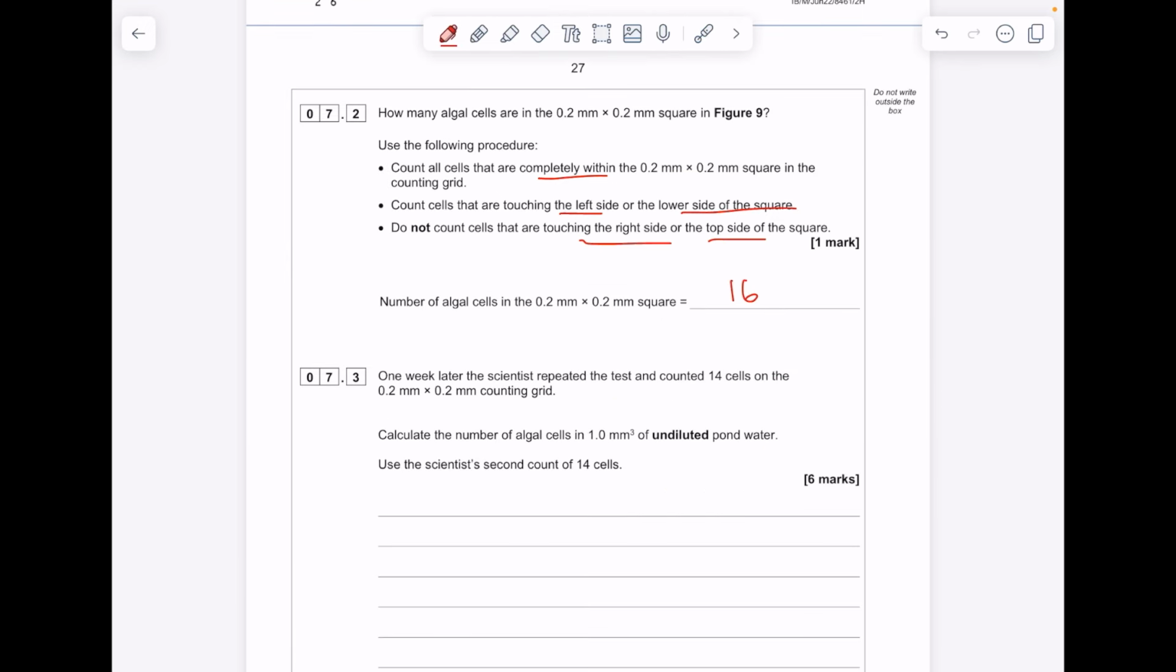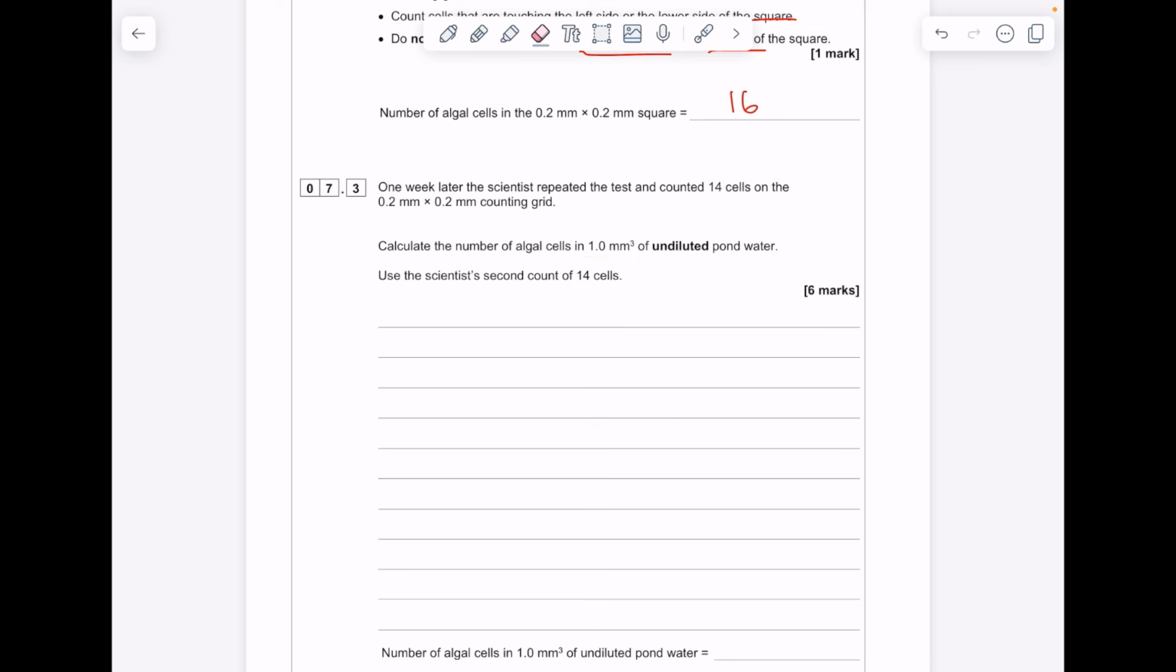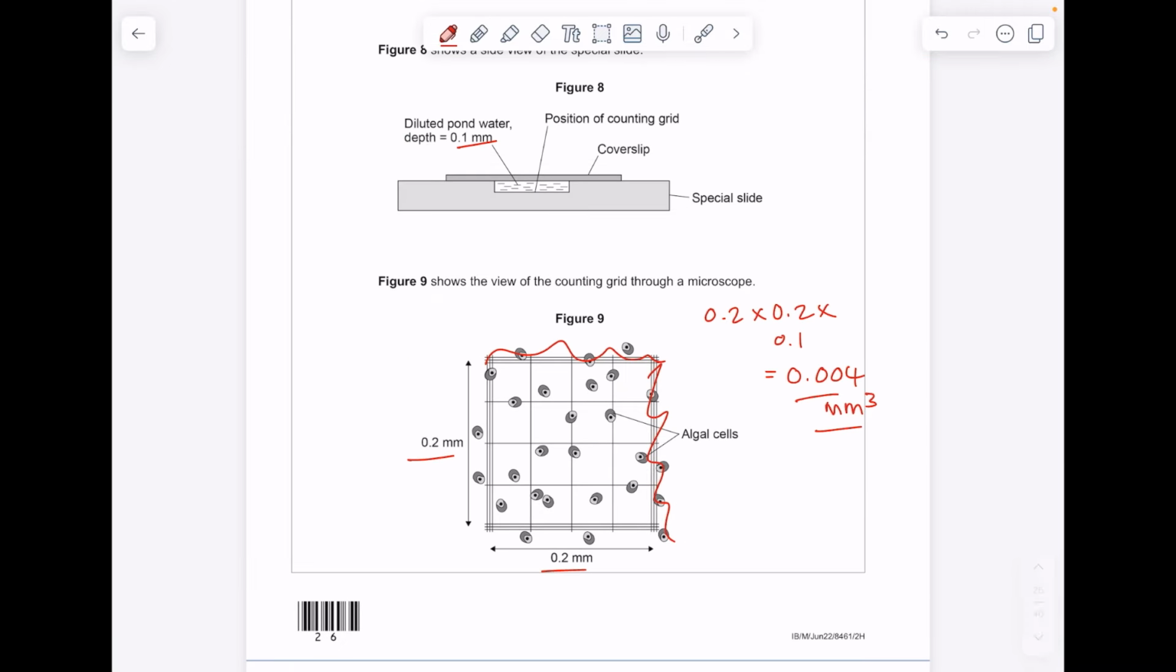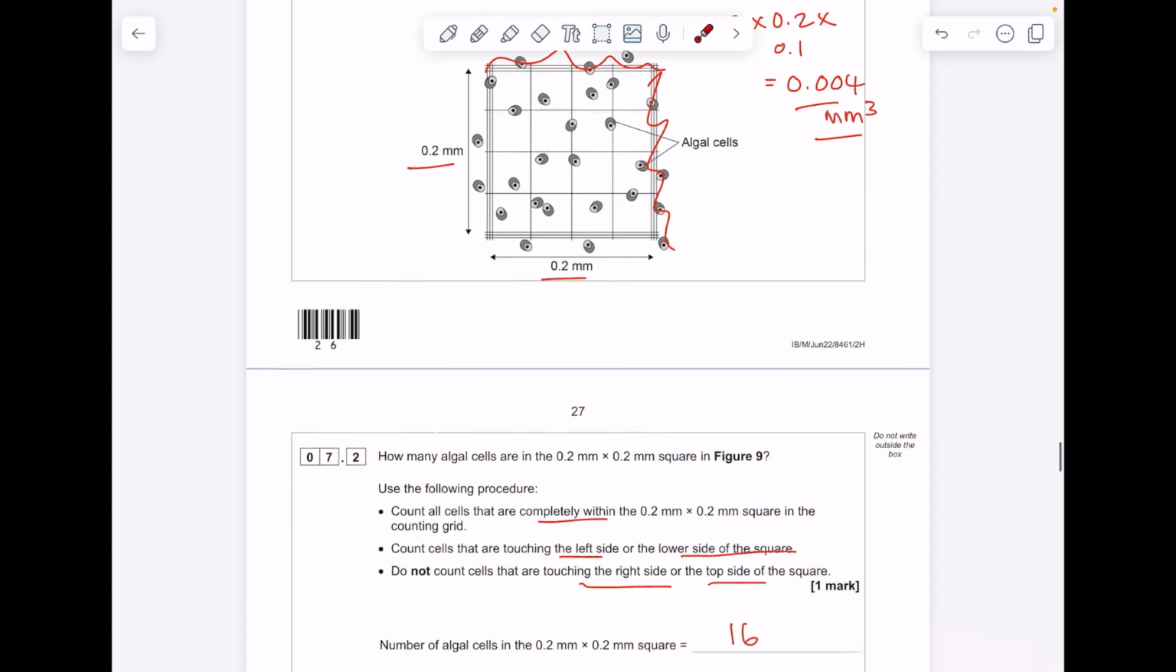1 week later, the scientists repeated the test and counted 14 cells. Calculate the number of algal cells in 1 millimeter cubed of undiluted pond water. Use the scientist's second count of 14 cells. The first thing you want to do is find the volume of sample in millimeters cubed. So the way you do that is have a look at this information up here, and that's what I was doing here. You take the area and multiply it by the depth to get a volume of 0.004 millimeters cubed.